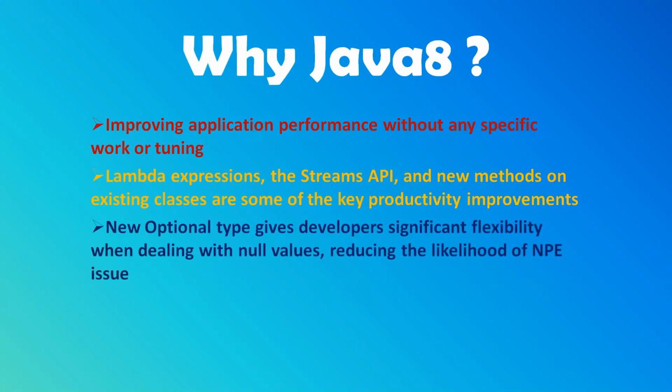And the new Optional is one of the greatest features in Java 8. It gives significant flexibility to developers dealing with null values, because as developers we always end up with a null pointer exception or null values. When you use Java 8, it reduces the likelihood of NPE issues. When you really implement Java 8, you will get to know why Optional is more efficient. And as I said earlier, there are changes to the time API, and we are going to talk a lot about the time APIs in later sessions.